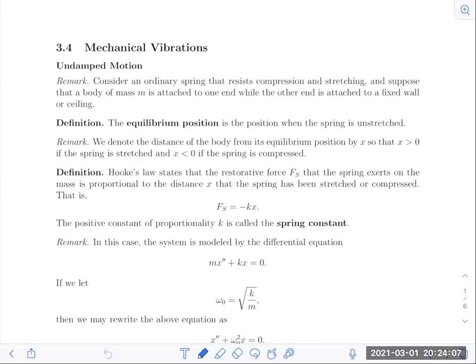So we're going to say that the equilibrium position is the position when the spring is unstretched, so just left in its natural state. Remark, we denote the distance of the body from the equilibrium position by x, so that x is positive if the spring is stretched and it is negative if the spring is compressed.